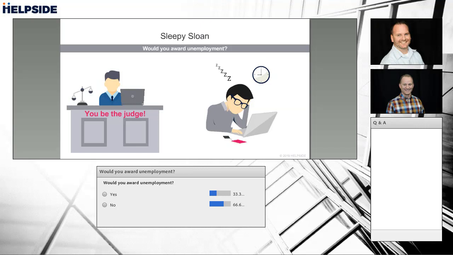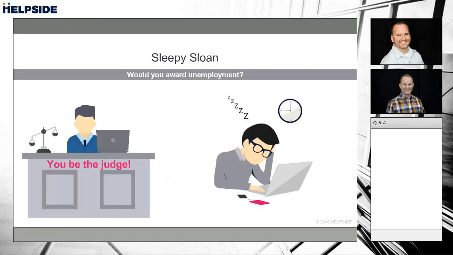We don't know why Sleepy Sloan is falling asleep. The supervisor never actually asked him, why are you falling asleep at your desk? Because if he had asked that question, if Sleepy Sloan had some sort of sleep disorder that's covered by the ADA, that changes everything. Now you've terminated for a medical condition, which opens up a whole different ballgame. The judge would probably award, because the employer failed to figure out why Sleepy Sloan was falling asleep. So it's a 50-50 chance.